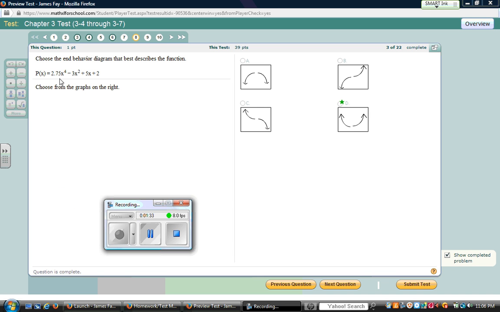Here we've got a 4th degree polynomial. Okay? And a, again, is positive. Okay, so if a is positive, 4th degree polynomial, as x goes to negative infinity, y goes to positive infinity. As x goes to positive infinity, y goes to positive infinity. So that's the end behavior of any 4th degree polynomial when a is positive. So option D in this case.